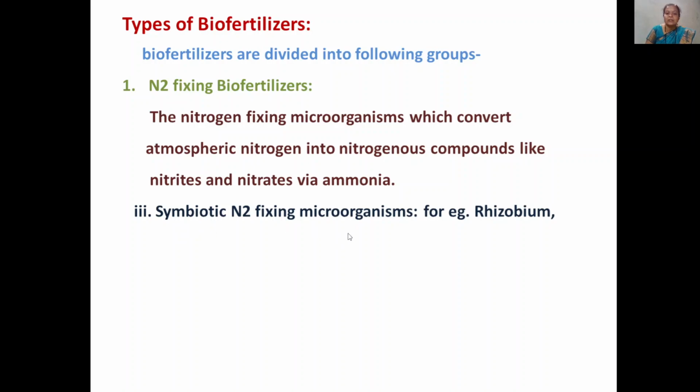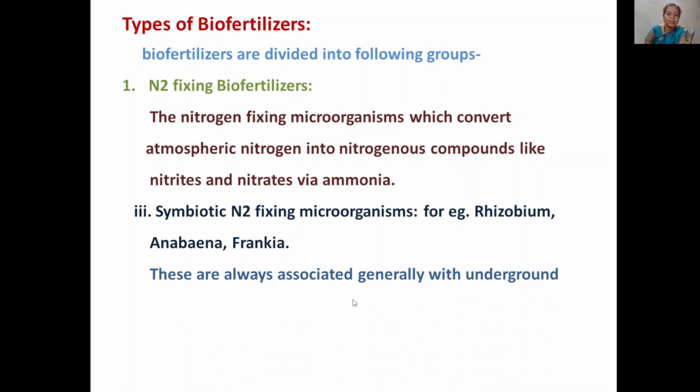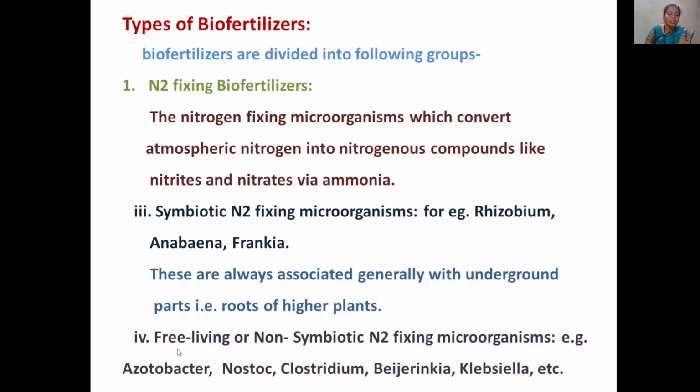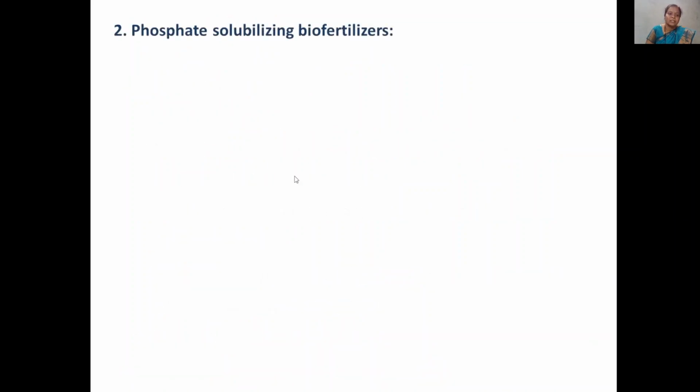Symbiotic N2 fixing microorganisms, for example, Rhizobium, Anabaena, Frankia. These are always associated generally with underground parts, that is the roots of higher plants. Next, free living or non-symbiotic N2 fixing microorganisms, for example Azotobacter, Nostoc, Clostridium, Beijerinckia, Klebsiella, etc.